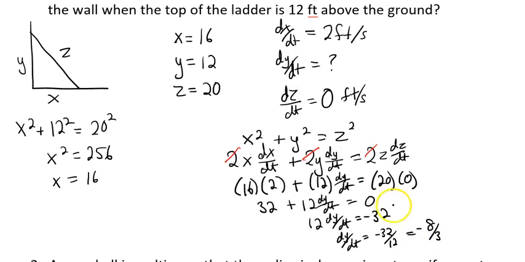Now, this is why I like to use this notation, because I can think about the units. What are the units of y and what are the units of t? So y is a distance from the ground to the top of the ladder, and so that distance in this problem is measured in feet.